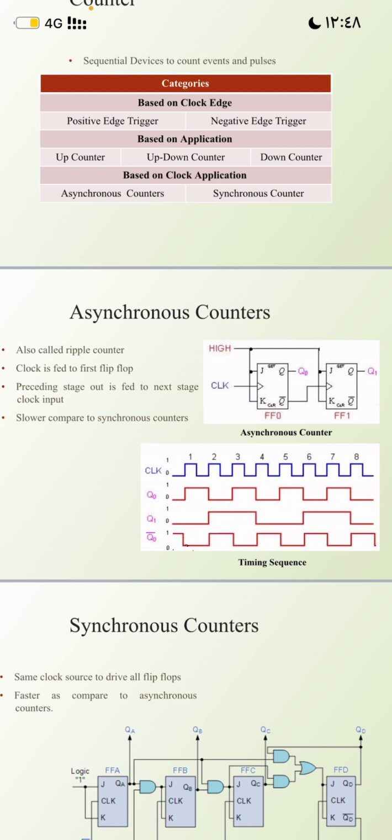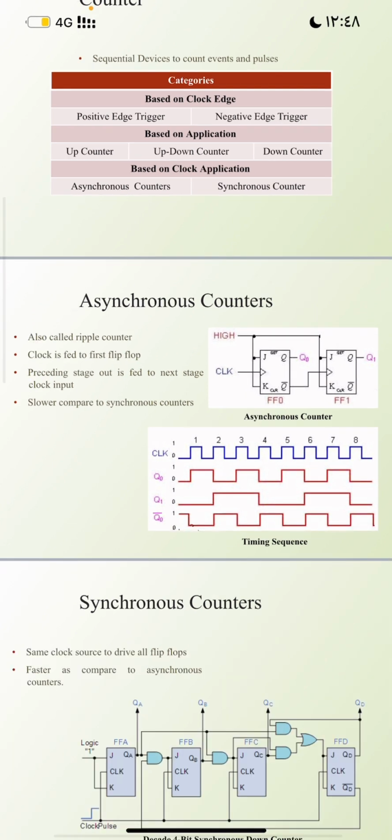A clock is fed to the first flip-flop. The preceding stage output is fed to the next stage clock input. It is slower compared to a synchronous counter. And this picture shows an asynchronous counter and its timing sequence.